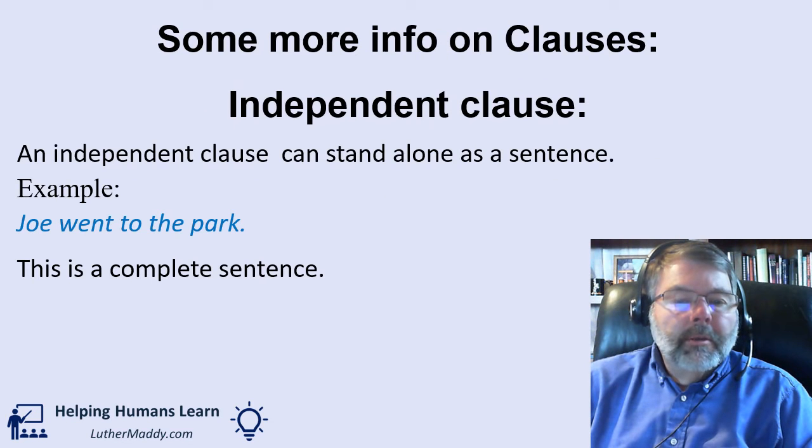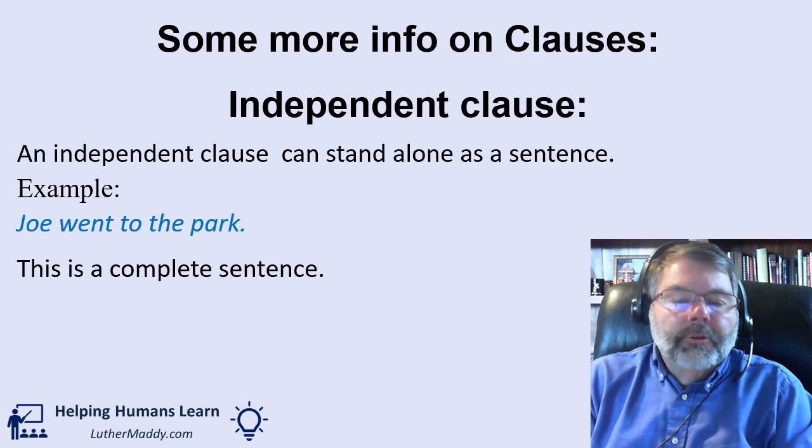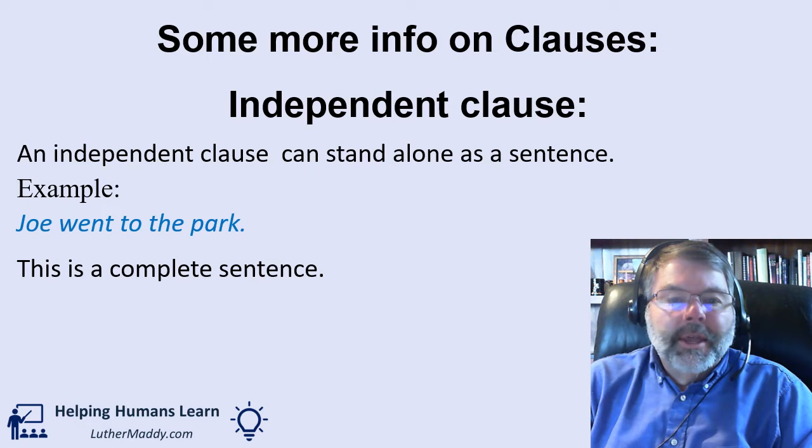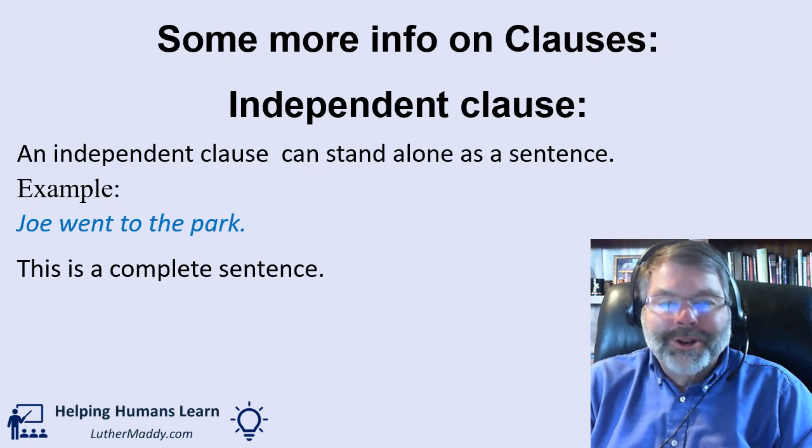I mentioned independent and dependent clauses. Now let's spend some time learning the difference between the two. An independent clause is a clause or a part of the sentence that can stand alone as a sentence. It's a complete sentence. It's a complete thought. So in that example that we just had, Joe went to the park riding in his red convertible.